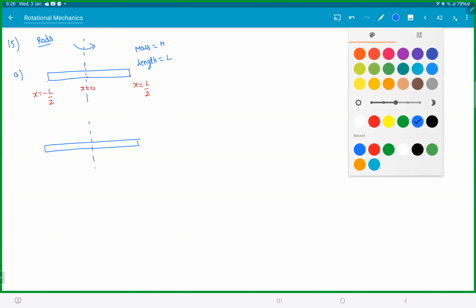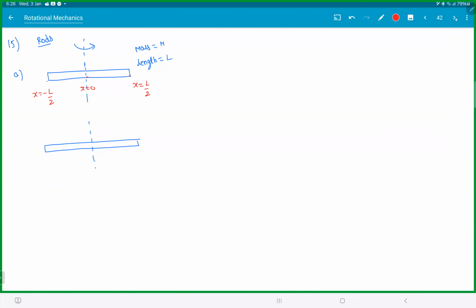Remember, what is the element for a rod? Small rods. So at a distance x, take a small piece dx. So dm will be the total mass of the rod by the total length of the rod into dx. What is the formula for moment of inertia? Integral dm into r square, where r is the perpendicular distance. M by L into dx into x square, with limits from minus L by 2 to L by 2. So I will be mL square by 12.